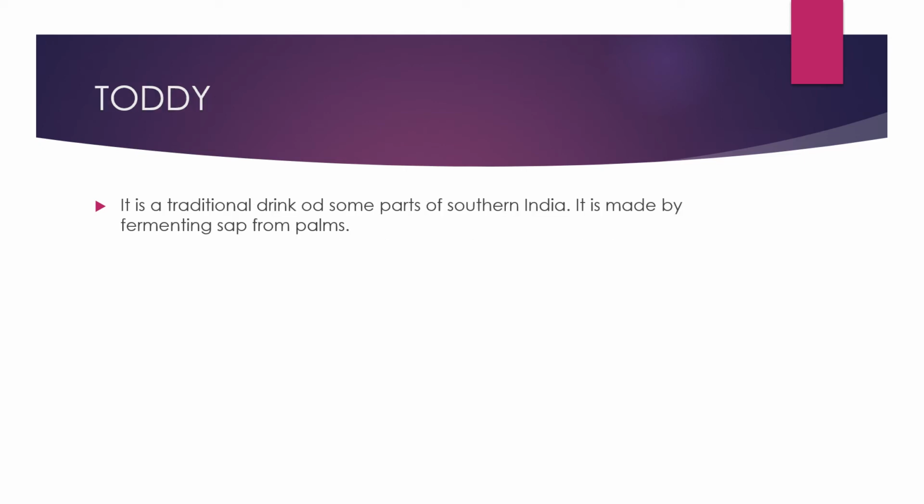Now toddy, what is toddy? First of all, toddy is a traditional drink used in some parts of southern India, and simply it is made by the fermentation of sap obtained from palm trees. Palm trees are there, from there the sap is collected, and further the sap is fermented and toddy is prepared. So this is toddy.